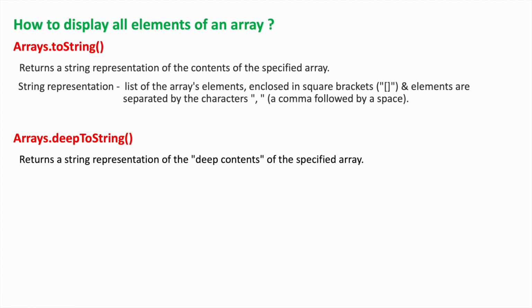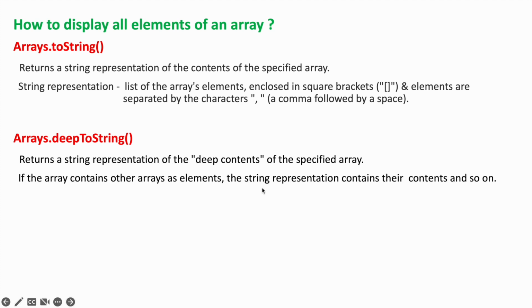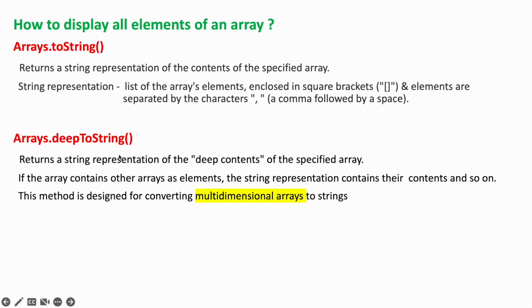Arrays.deepToString method. What will this method do? This method returns a string representation of the deep contents of the specified array. If the array contains other arrays as elements, the string representation contains their contents also, and so on. And this deepToString method is introduced mainly for multi-dimensional arrays.